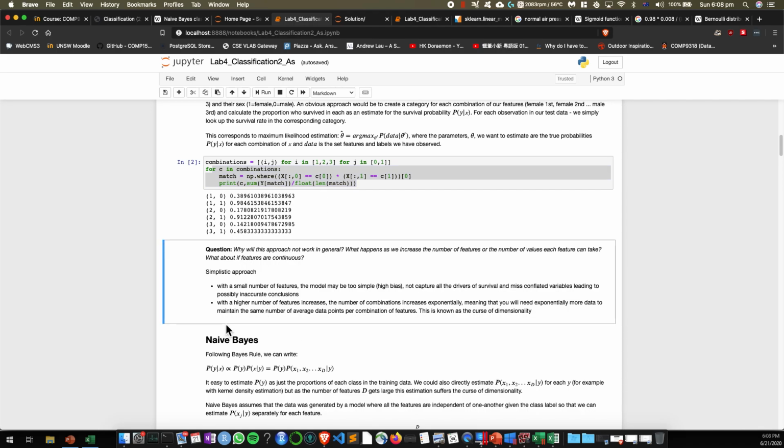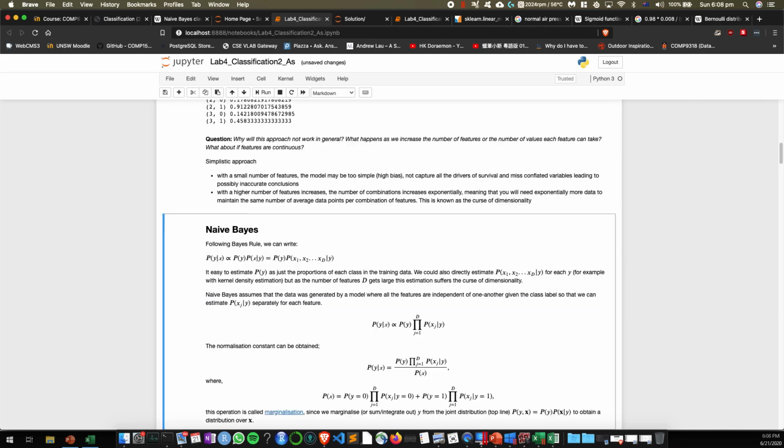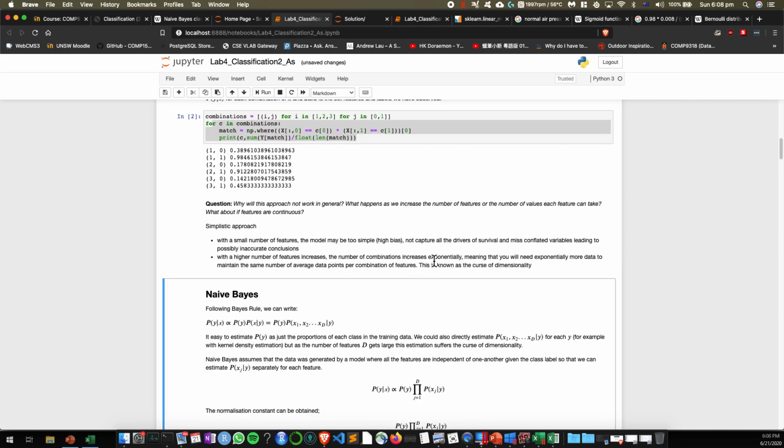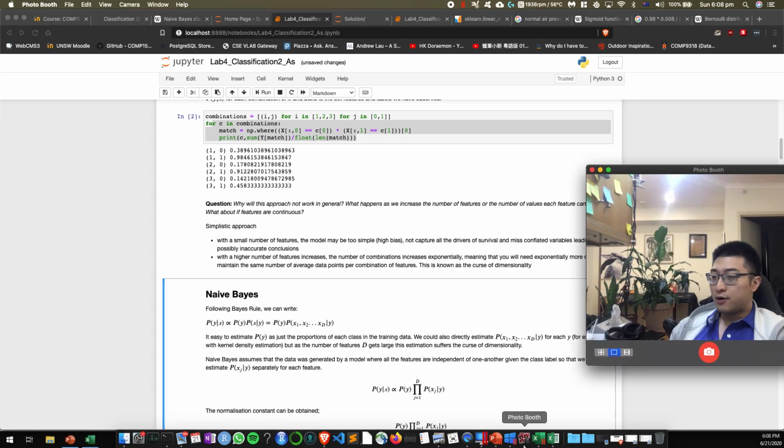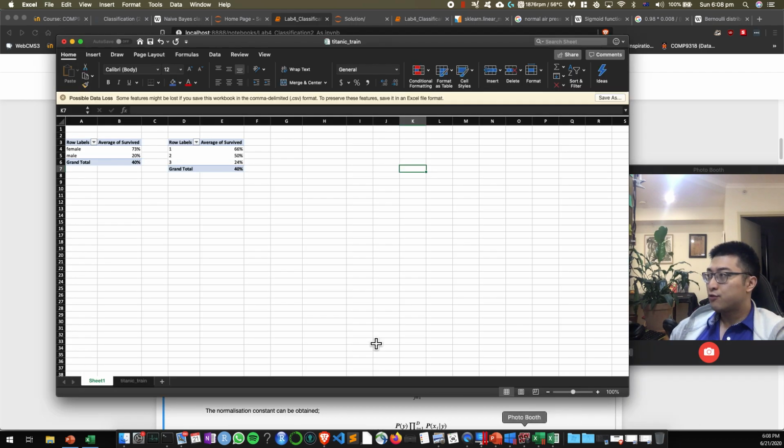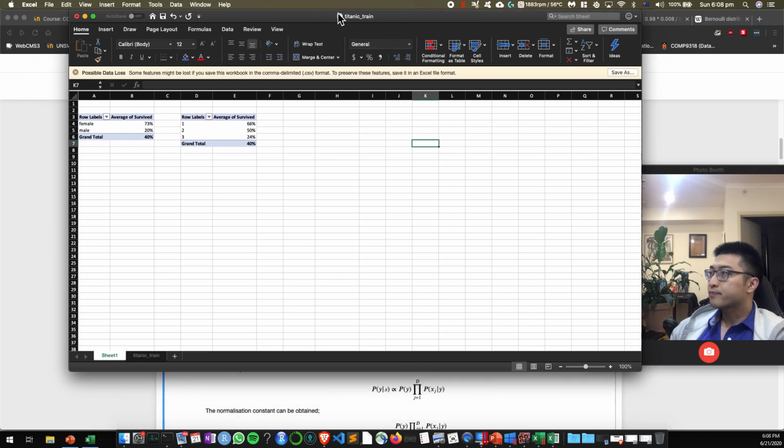But the combinations increase exponentially, right? This is the curse of dimensionality, which means that the average number of data points per partition is going to decrease, which is a problem.